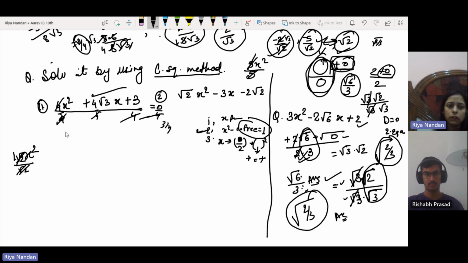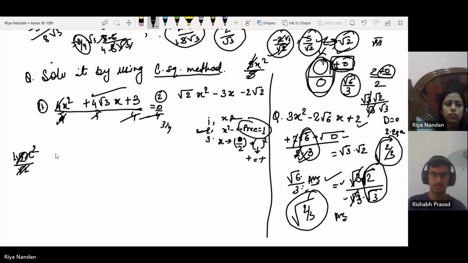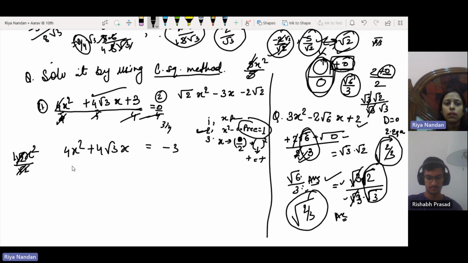Clear now, or not clear? So here I'm doing with you what you do in the first step. It's 4x square plus 4 root 3x equals minus 3, right? Now in the second step, dividing by 4, you have to write the steps or do it in your mind. We are dividing by 4 to the LHS and to the RHS, the left hand side and the right hand side.